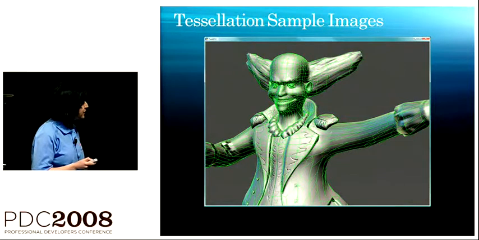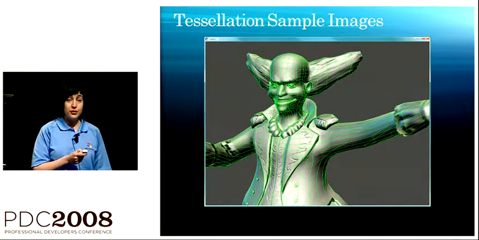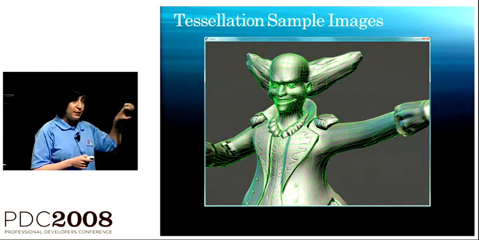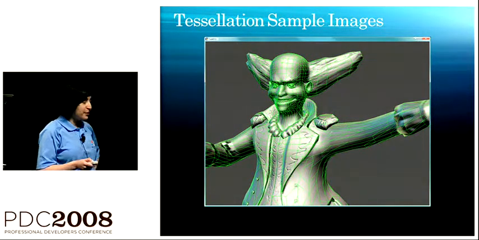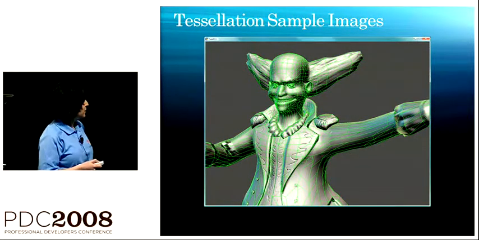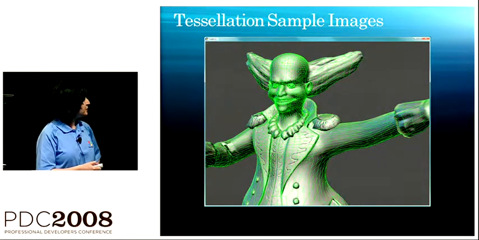So here's some sample images. These come from the November SDK. All the stuff that I'm talking about is in the November DirectX SDK, and I'll talk about when that becomes available at the end of the talk. We have our fabulous clown model here. And so this is the first level of detail, the first tessellation level.